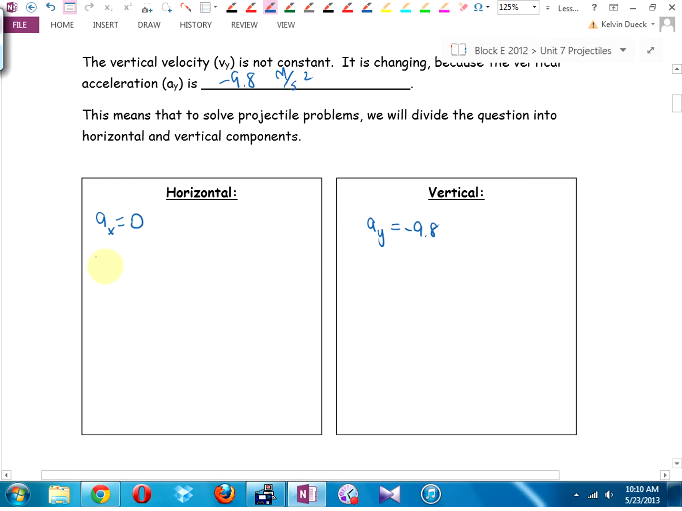That means that Vx is going to be constant. It means that I'm not going to have a Vi and a Vf, because if Vx, the horizontal speed, is constant, then my initial equals my final, equals my average, equals my halfway, equals my partway. I drop the initial and final notation for the horizontal section. Vertically, I will have a Vi, a Vf, and all that stuff.